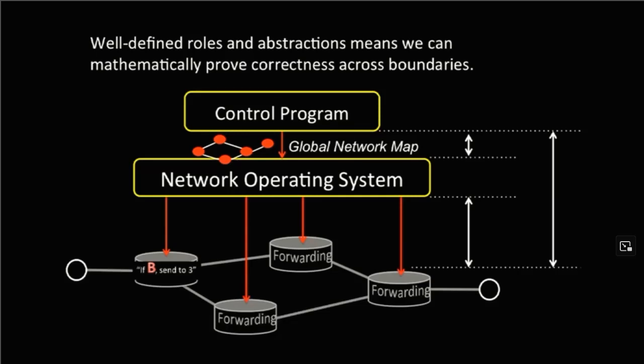Because it's all put there by a single entity, the network operating system, and it was all put there on behalf of the control program that was sitting at the top. Once you've got those well-defined boundaries, then you can check and test across those boundaries. This is how semiconductor chips are made. This is how software is tested. This is how software is made correct today.